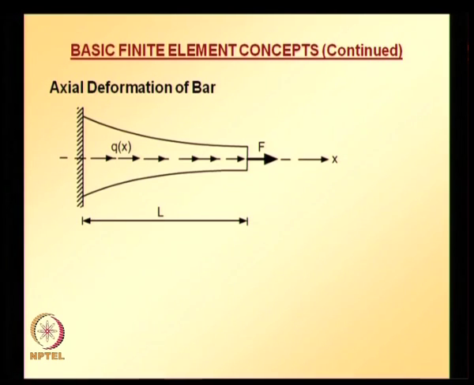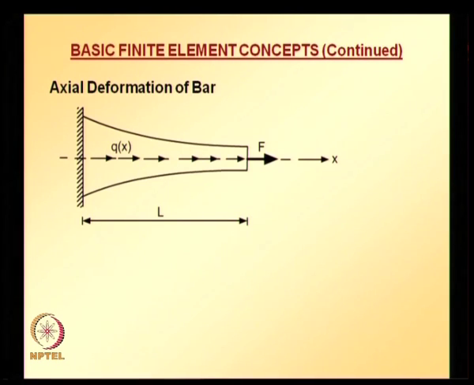And here, for generality, the cross sectional area of the bar is taken to be varying, and as indicated in the figure, the x axis is measured from the left side. At x equal to 0 at the left side, and x equal to L at the right side. At the right side, there is a point load F applied, and a distributed load over the entire length of the bar, and the material property and cross sectional area are also assumed to be functions of x. So this is all for the general case.